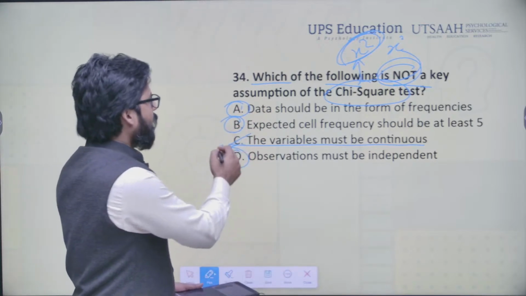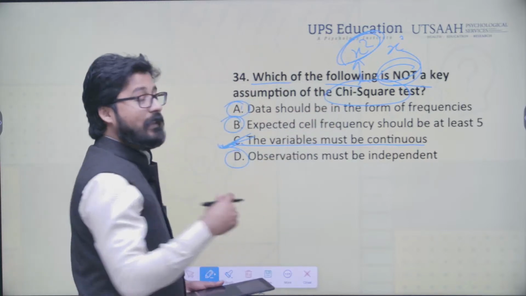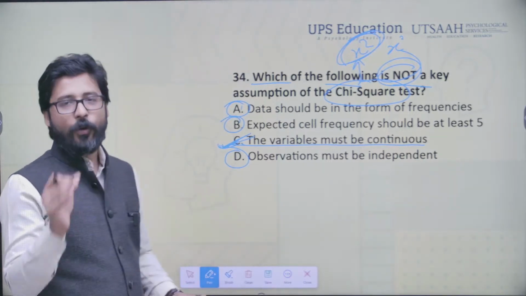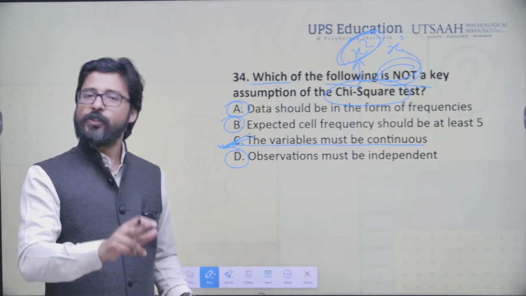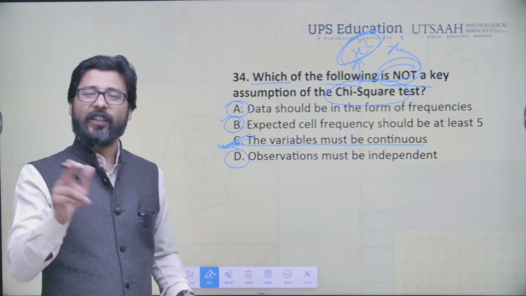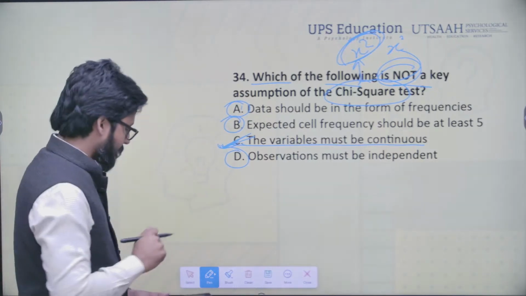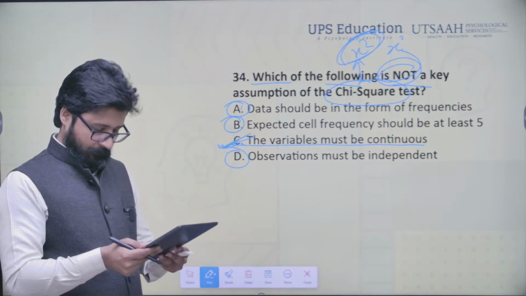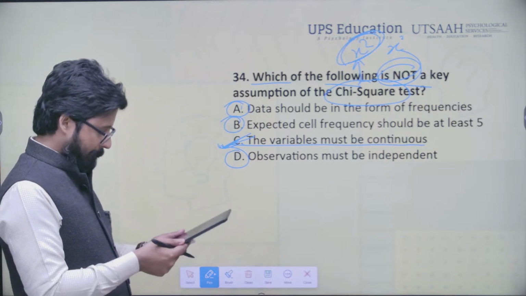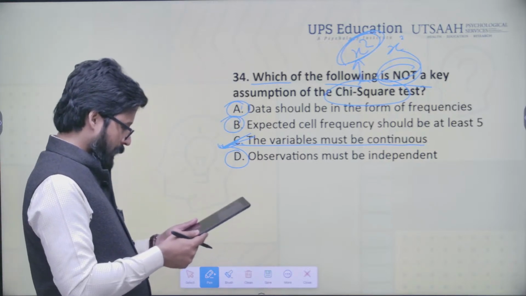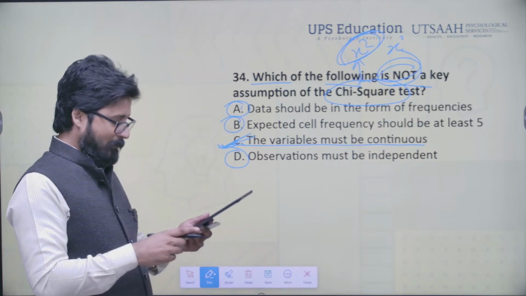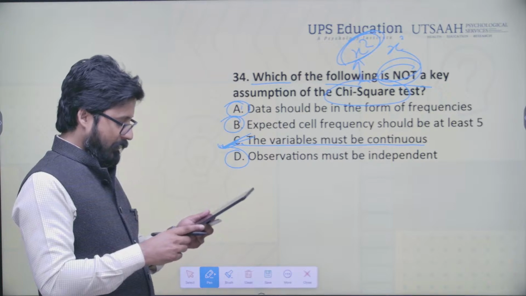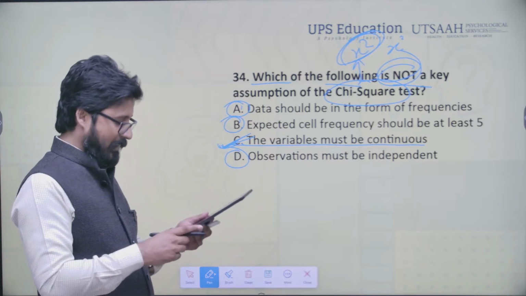Accordingly, we have to choose C because the statement is asking for not. That's why C will be the right answer. The variable must be continuous, but that is not the case, because we are using chi-square when data is categorical, not continuous. Okay, Rigging wala, you are mentioning C. Sanjukta, right, you are mentioning nominal data only.